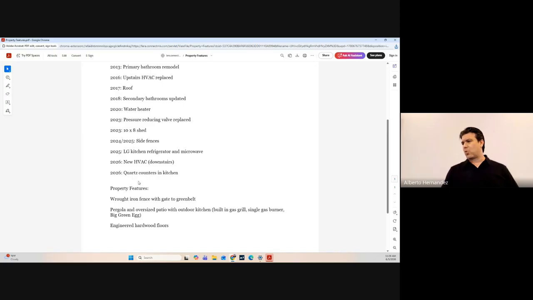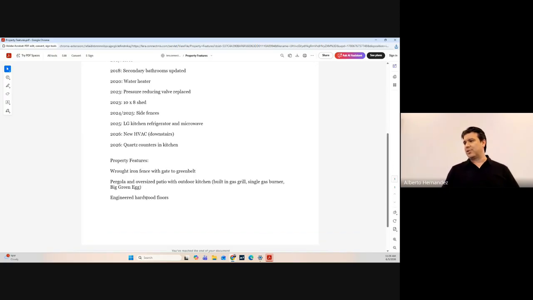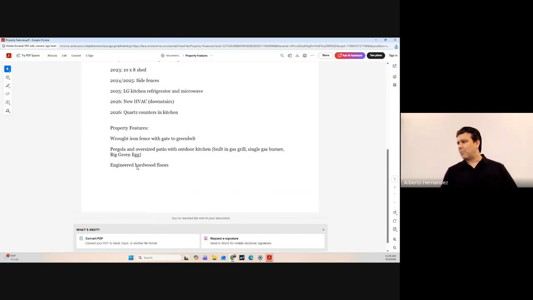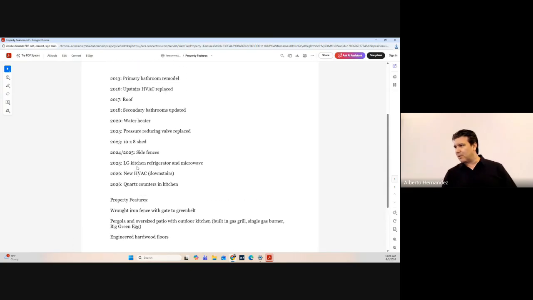New quartz countertops in the kitchen, the pergola, engineered hardwood floors. I'm surprised they didn't say anything about the primary bathroom remodel. Okay, good. So those are things that actually justify the value because when I'm looking at this property that was built back in 1997, and I would go to the Vineyard and look at other similar properties that were built back then, I want to know that this isn't a time capsule for my college days, but instead an actual property that's been updated and maintained to what's going on right now, right?